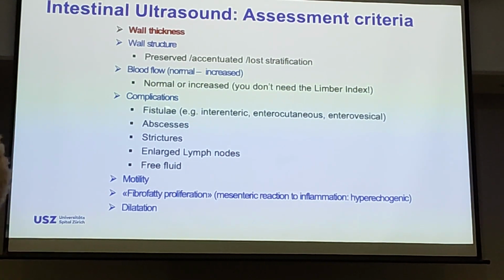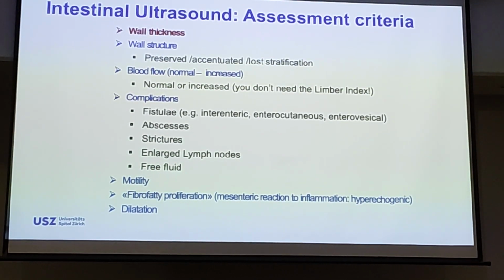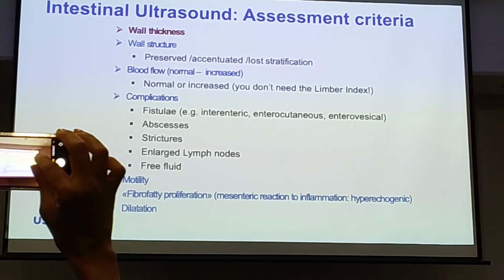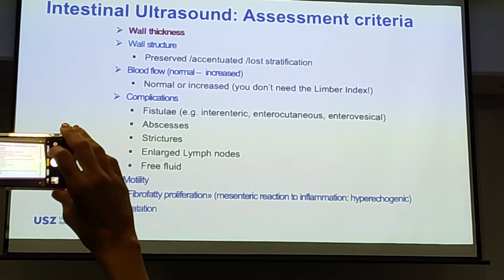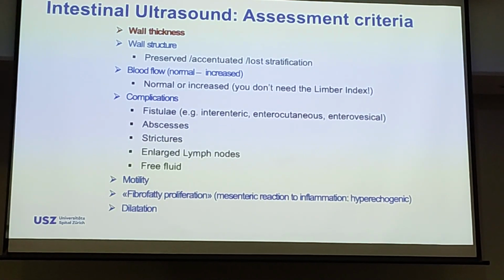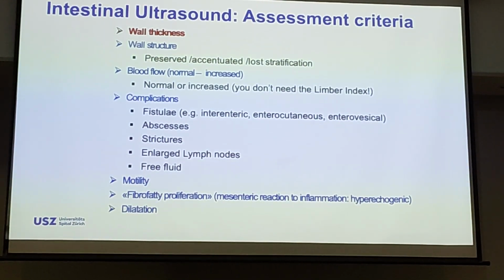Then you can look into complications like fistula formation, abscesses, strictures, enlarged lymph nodes, free fluid. So you can detect all those complications. You can also evaluate motility, something that is never possible when you have a normal cross-sectional imaging with CT scans or MRI. So you know whether you have a hyperperistalsis in front of a stricture or any problem there.